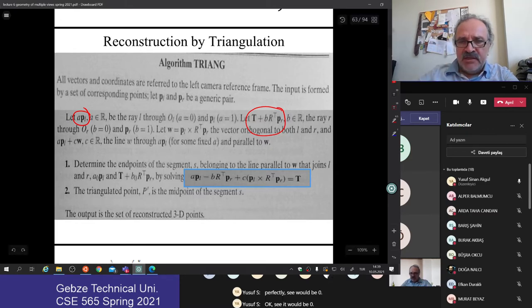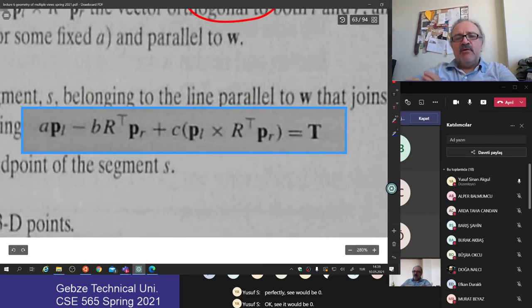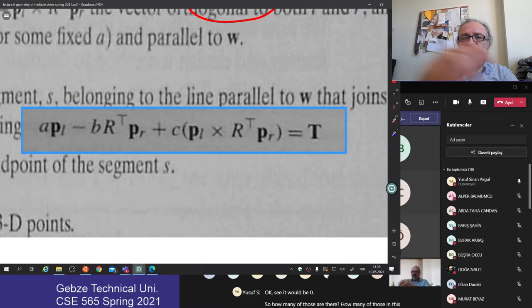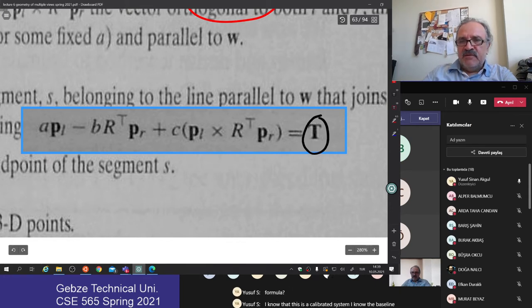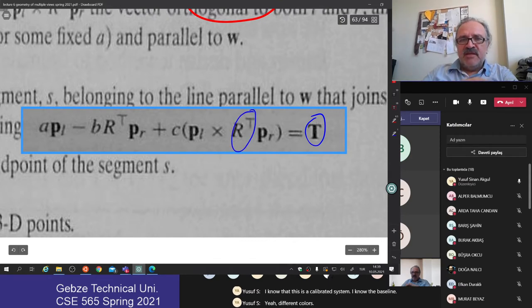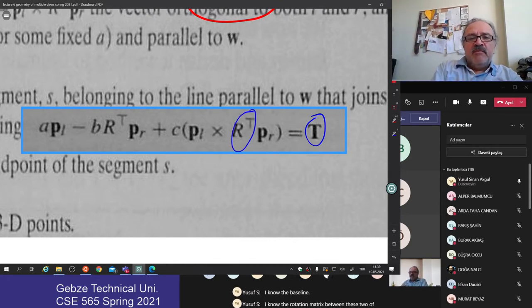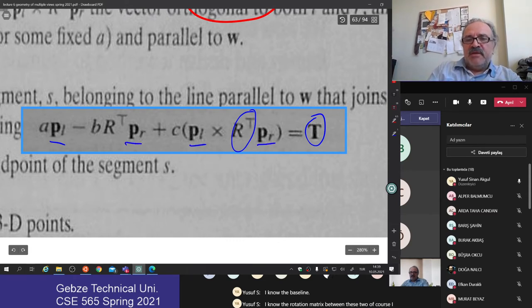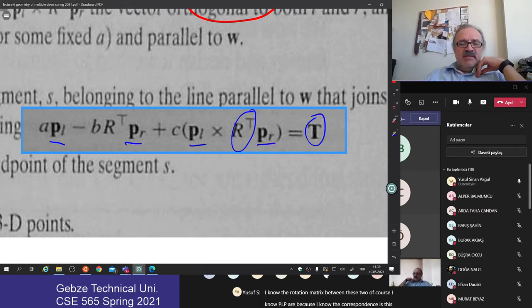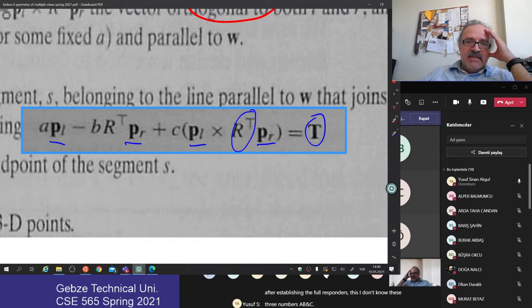So how many unknowns are there? How many unknowns in this formula? I know this is a calibrated system. I know the baseline. I know the baseline. I know the rotation matrix between these two. Of course, I know PL, PR because I know the correspondences. This is after establishing the correspondences. I don't know these three numbers, A, B, and C. So I have only a single equation, but three unknowns. How could this happen? How am I going to find it?